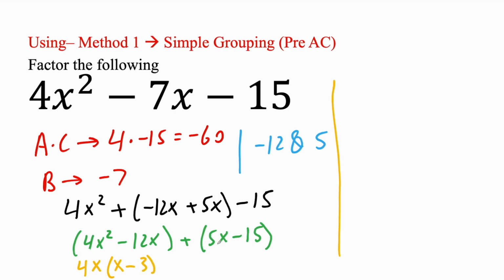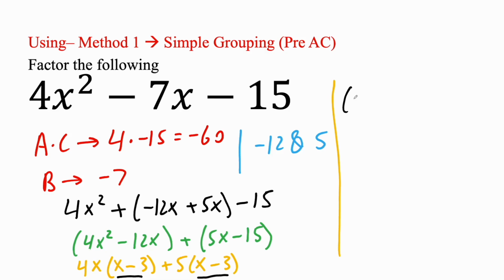Now we do these two pieces. This doesn't have an x, so we can't take out an x. But we can divide both by 5, and that's the biggest thing in common. So 5 times what is 5x? It's going to be x. 5 times what is negative 15? So negative 3. And we see something identical, x minus 3, x minus 3.